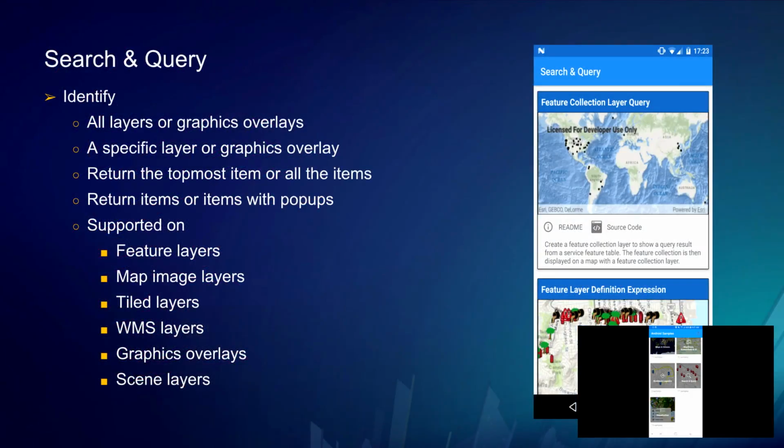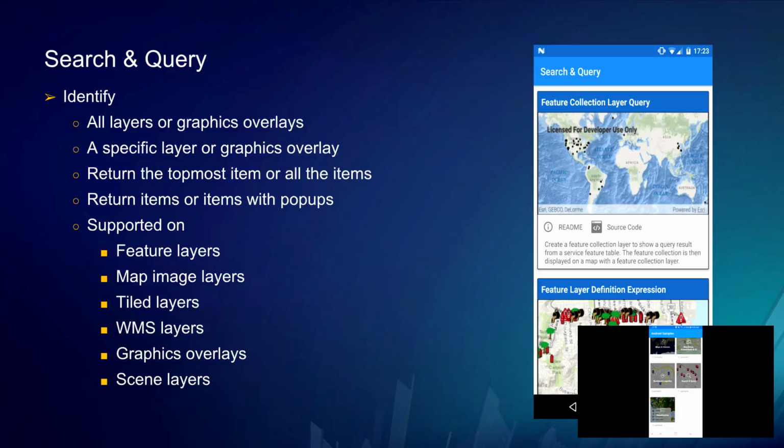Now, let's take a look at how you can search or query the information in a scene or view, because the map and the scene combine multiple layers, such as feature layers, map image layers, or scene layers. So you will want to find the information you're looking for. Let's take a look at identify.